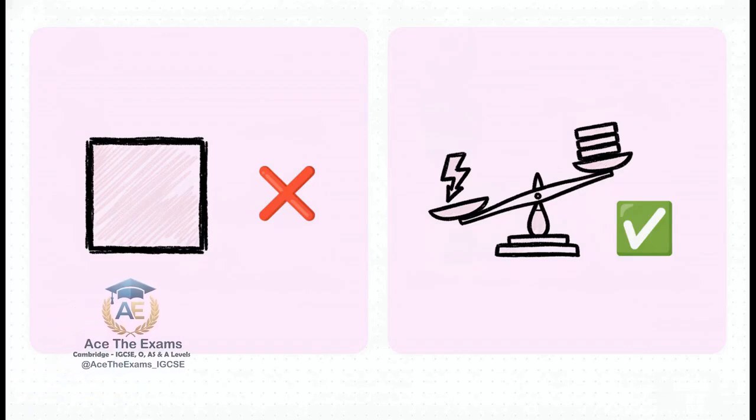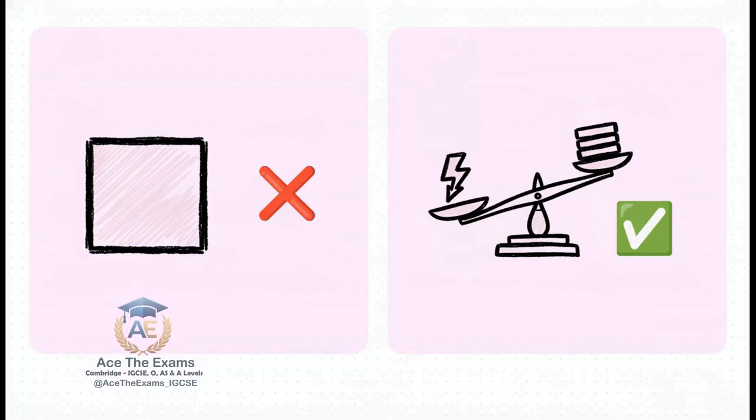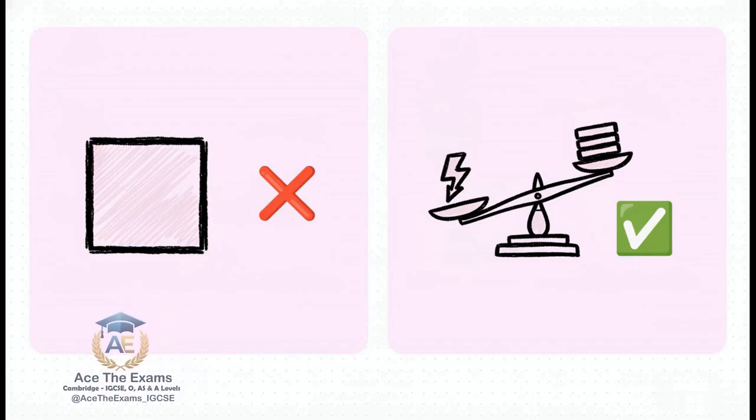The flaw is that it doesn't give the examiner any reason to award the higher band marks. In contrast, the top-scoring evaluative answer uses comparative connectives. It uses words like whereas, conversely, or in contrast.